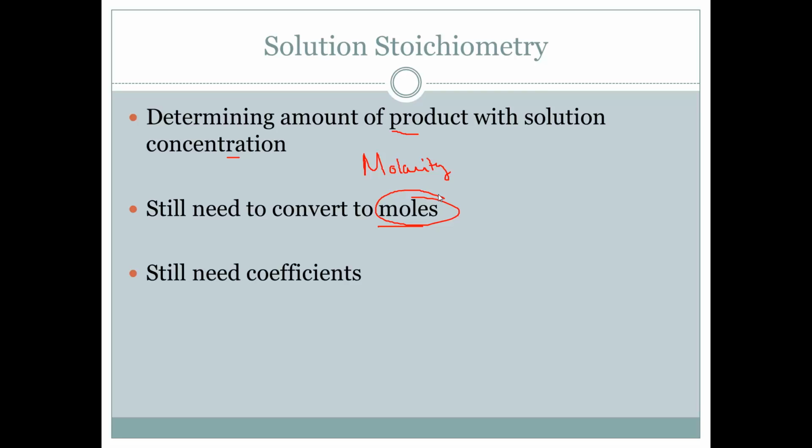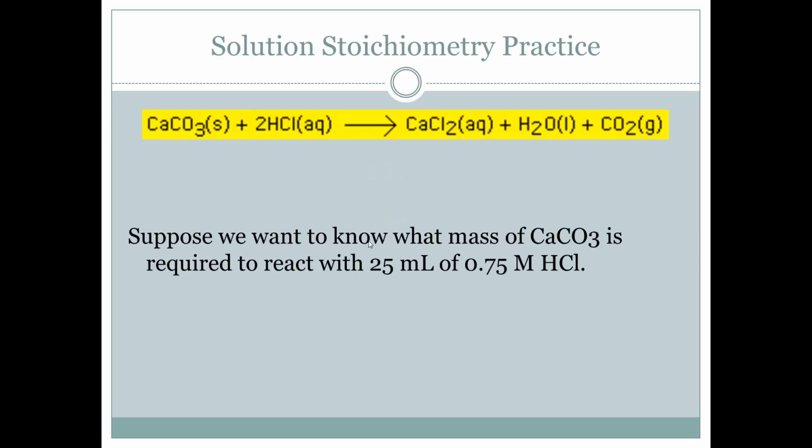Moles are the end caps to our plan. And we still need those coefficients. So suppose that we want to know the mass of CaCO3 that's required to react 25 milliliters of 0.75 molar. Notice I keep everything under the appropriate compound. It helps me keep myself organized.